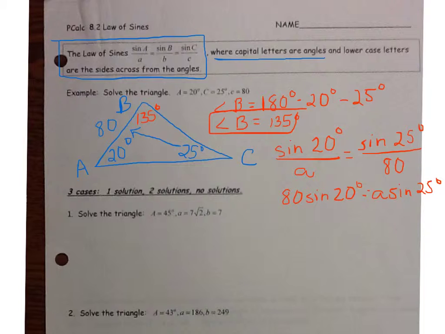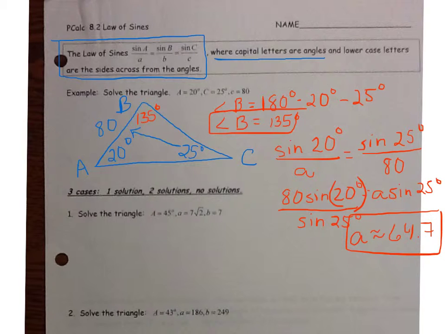Then what you have to enter in the calculator is 80 sine 20 over sine 25. When you do that, just be careful with those parentheses. I'm pretty sure you have to close that one after the 20 degrees. So you should get a to be approximately 64.7. And for side lengths, we're going to round to the nearest tenth like that. Now, if you do the same thing for side b, we should get side b to be about 133.9.